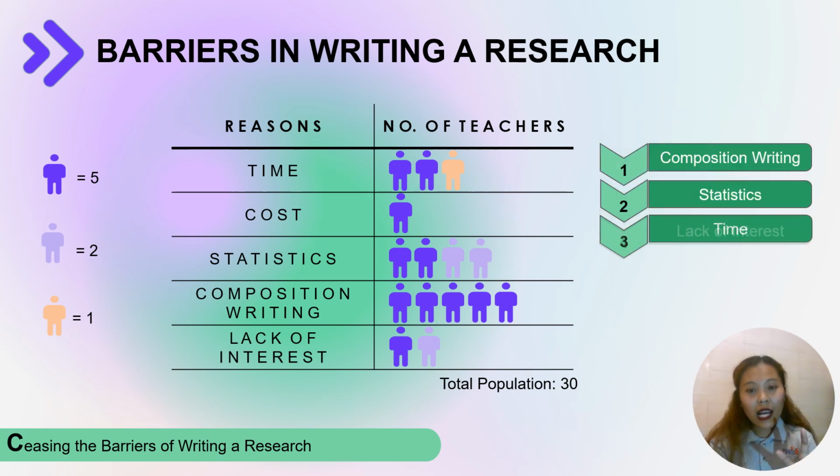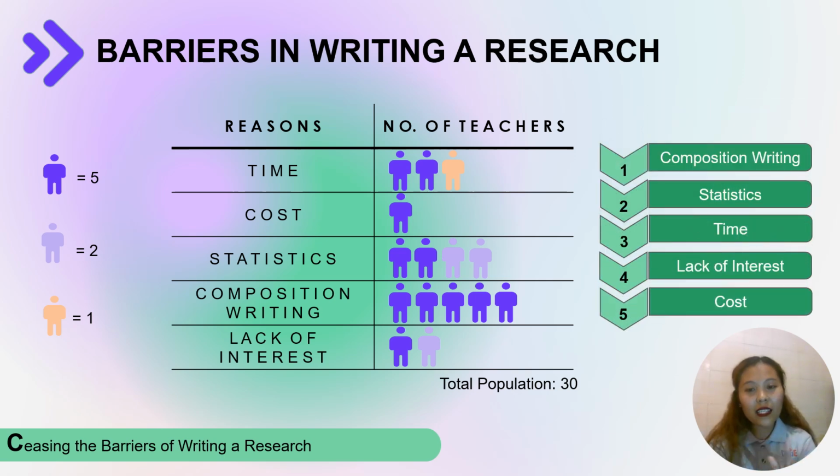So, out of those reasons, obviously, composition writing is the number one problem that we face in writing a research. It is then followed by statistics, time, lack of interest, and then cost. And I guess the primary reasons that we really have to address are composition writing and statistics.